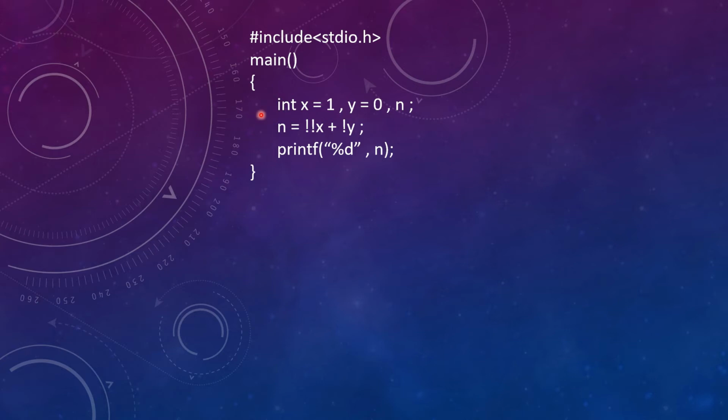So here we are having three variables x, y and n. We are assigning 1 in x, 0 in y, and we are not assigning anything to n, but the n value is calculated based on this expression, not of not x plus not of y. Okay, so let me give you a very important golden statement. This can confuse someone, but I will clear it, don't worry.